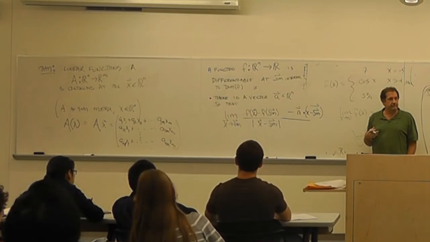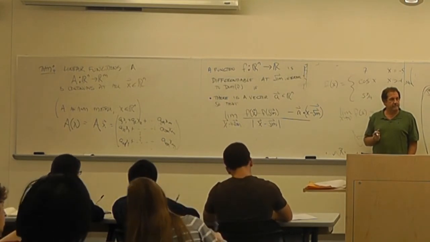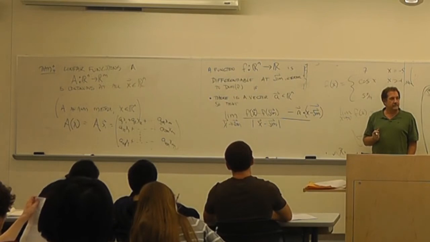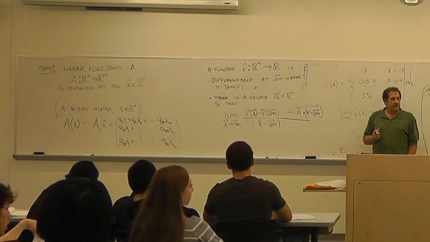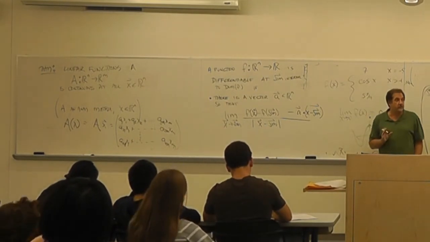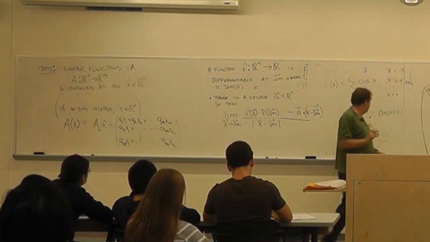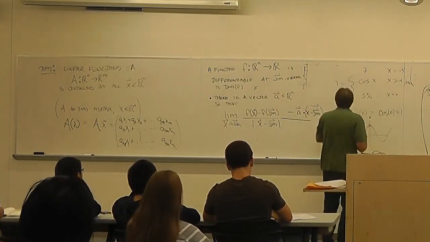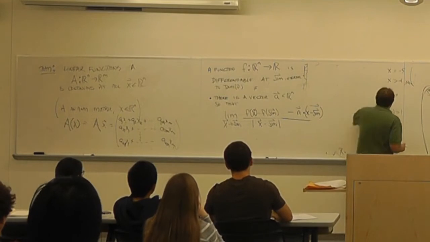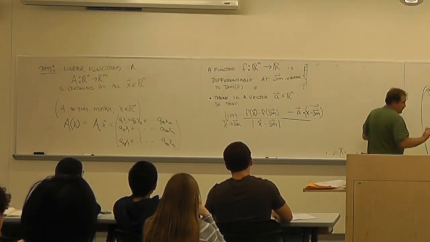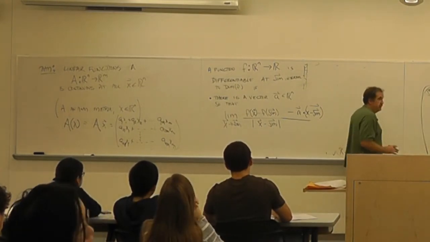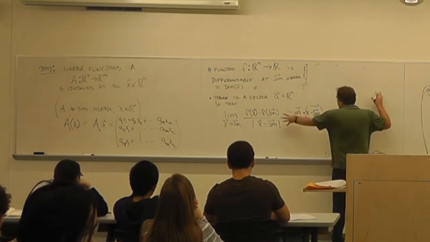Yeah? When you talk about a vector approaching another vector, do you take each of its components and monotonically increase them towards each component? No, you have to be a little more careful than that. So let me draw a picture. I mean, if your function is nice, sure, that's good enough. But let me draw a picture here.